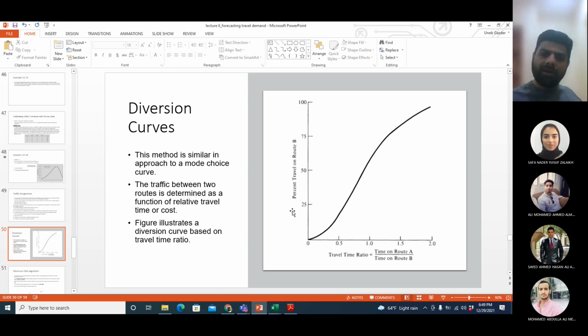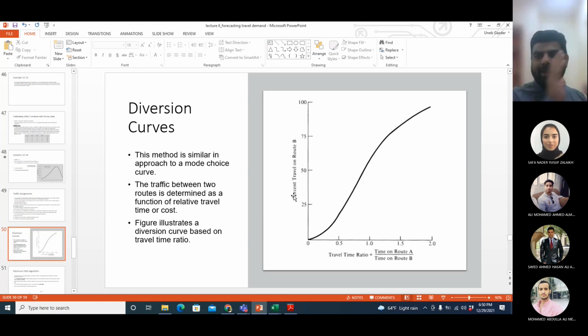So you have a percentage of people who will select a particular route, and you will have the travel time ratio between the 2 routes. You have 2 routes available to go from, let's say, X to Y, from point 1 to point 2. Obviously if you increase the number of trips on one route, it will affect its travel time, right? So for example, I have 100 trips.